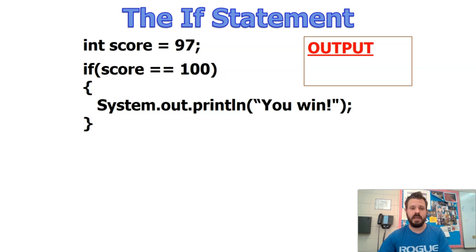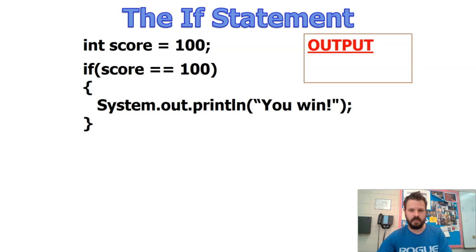Nothing. Since 97 is not equal to 100, this code would be skipped and nothing would happen here. In the next slide, we have the exact same thing, except this time we'll set score equal to 100. So when I evaluate if score is equal to 100, that is true.